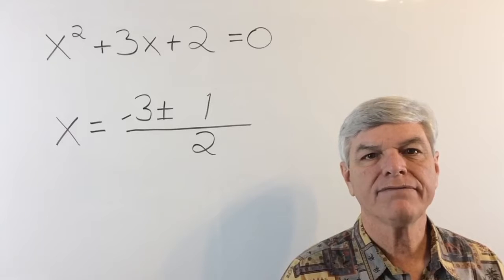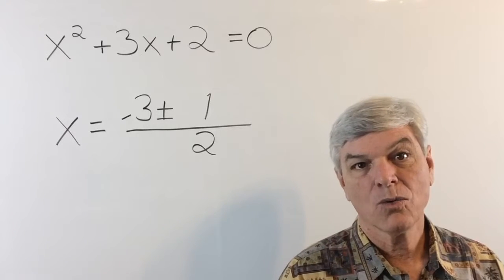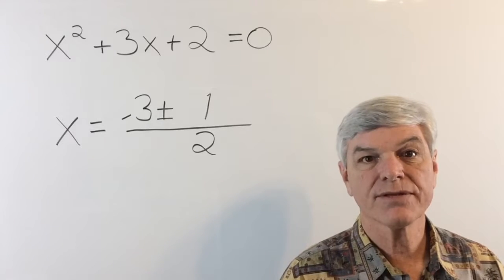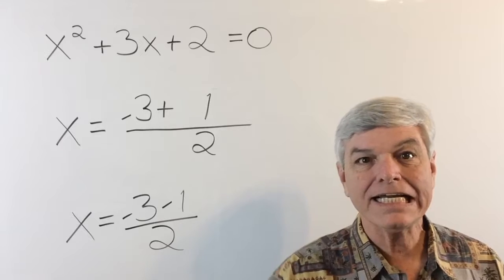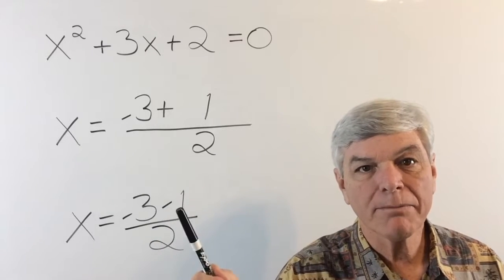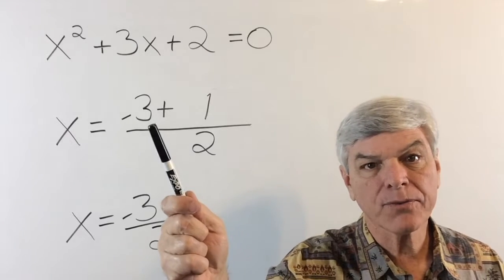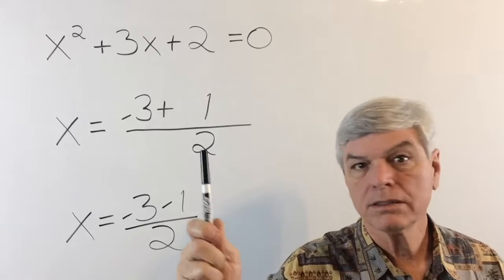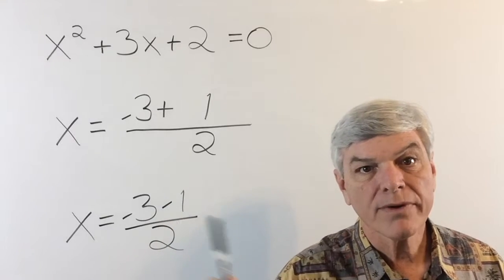And so to make life easy on ourselves, why don't we write this twice? Once for the plus and once for the minus. Did you see that? Hopefully you did. Negative 3 plus 1 on the top here. We have negative 3 minus 1 on the top here. Remember what we had? We had 3 plus or minus 1. So now we have plus or minus, and we've divided it.